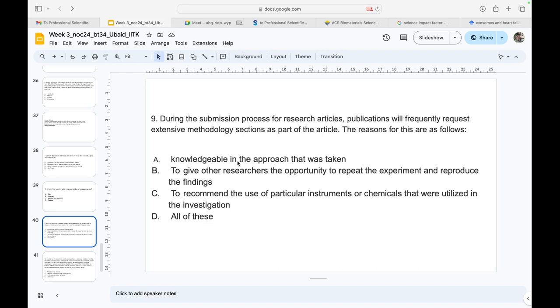So the reason is to be knowledgeable in the approach that was taken, to give other researchers the opportunity to repeat the experiment and reproduce the finding, not to recommend the use of a particular instrument or chemical. So this is not the case. You are not recommending in methodology, but the answer is to give the researchers the opportunity to repeat the experiment and reproduce the finding. So B is the answer.